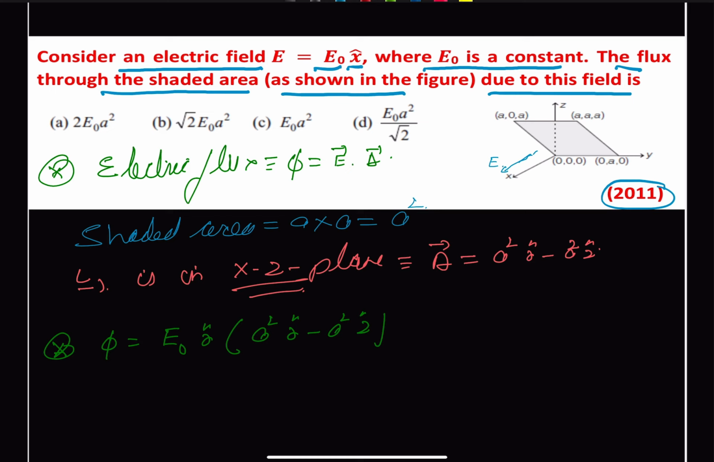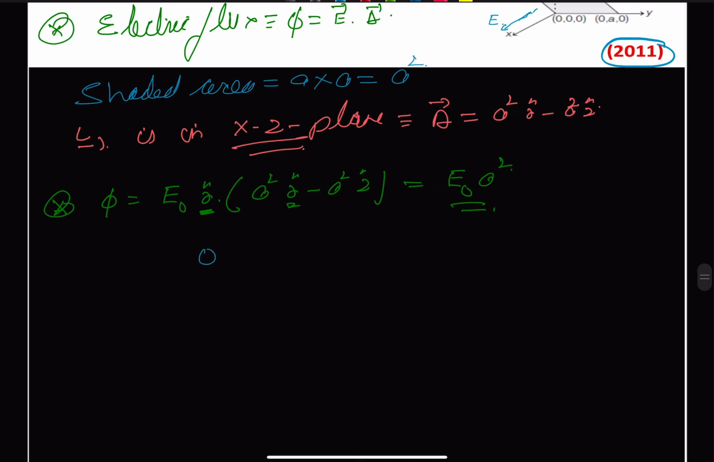And sorry, here it is dot product. So obviously x unit dot z unit vector will be equal to 0. So dot product is of x dot x unit, which will be equal to 1. So this comes as E naught a square. So therefore, option C is the correct one. C is correct. Next question.